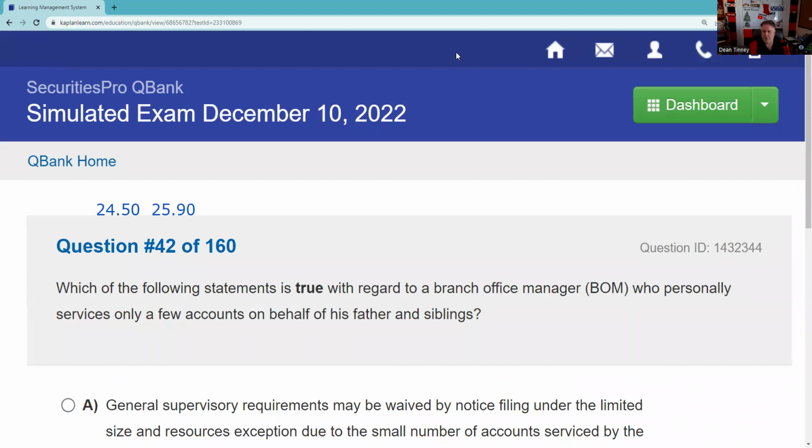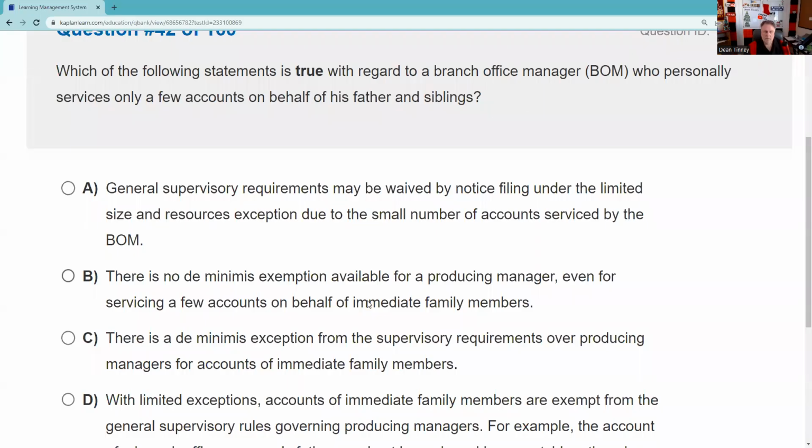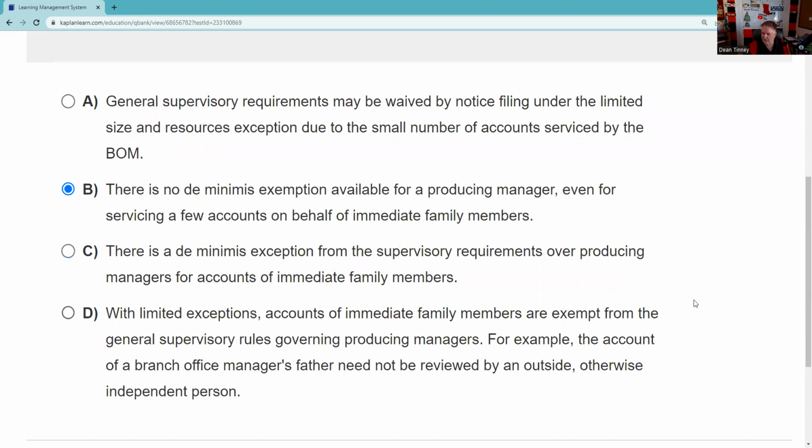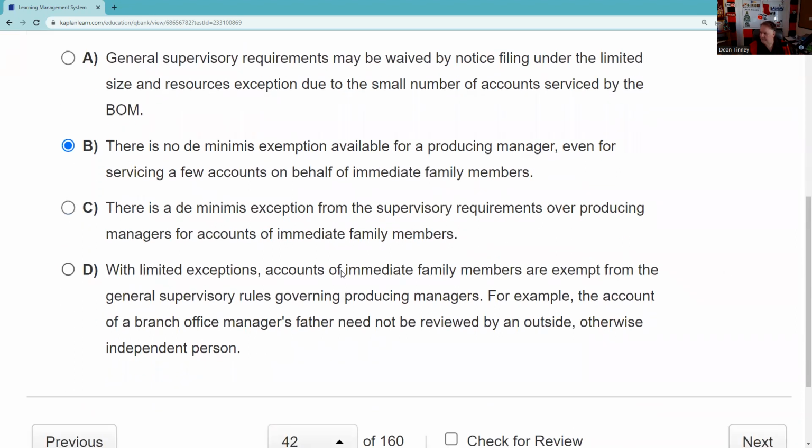Question 42. Which of the following statements is true with regard to a branch office manager who personally services only a few accounts on behalf of his father and siblings? Supervisory requirements will be waived? No. There is no de minimis exemption available for a producing manager, even if servicing a few accounts for family members. I think that's right. I've never heard of such a thing. There's no de minimis. De minimis is allowed for when it's so small, who cares? Who cares, right?